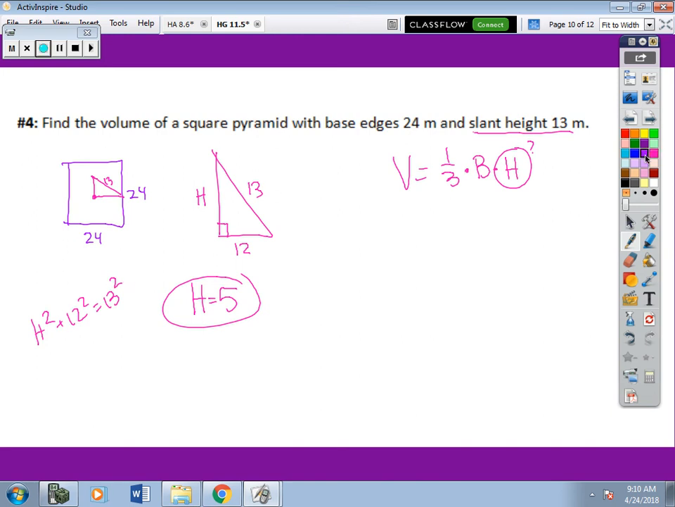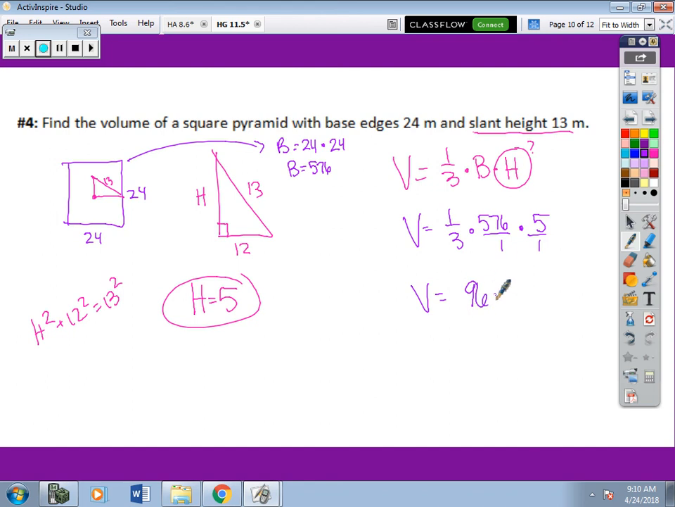And then you still need to know what big B is. So big B would be 24 times 24, which gets us 576. And we just plug it in. Again, if you want to put those all over 1, just to remind yourself what you're doing, you do not multiply them by 3, you divide them by 3. And we should get 960 meters cubed.